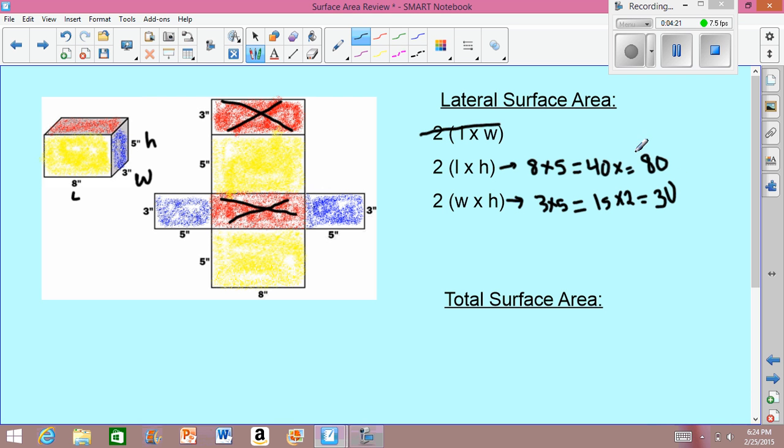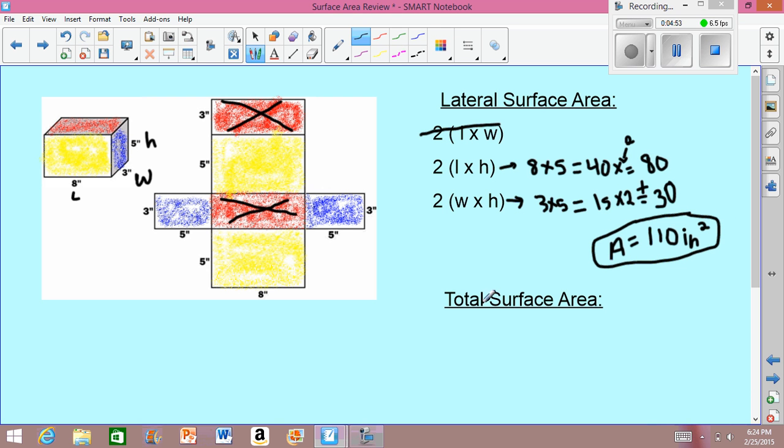And I realize I forgot to put the times sign here, but that should be times 2. Insert that. So now all I have to do is add 80 plus 30, and that gives me an area of 110 inches, because that's what the little marks mean there. The 2 marks mean inches squared. So my lateral surface area, not including my bases, is 110 inches squared.